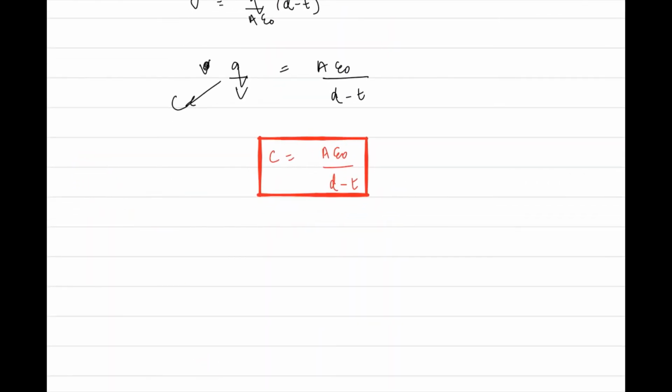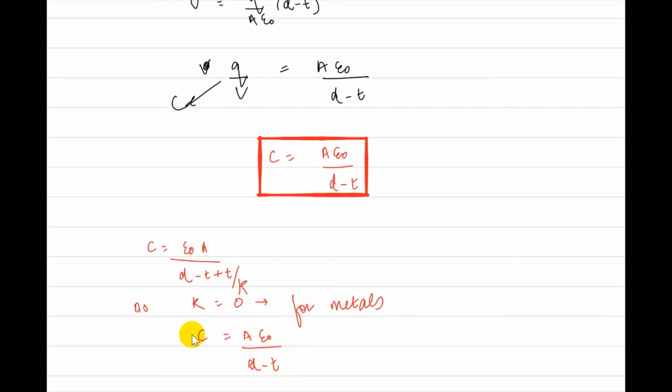Also, like we did in the previous derivation, we got C is equal to epsilon naught A upon D minus T plus T by K when we insert a dielectric slab. As we know, K is equal to infinity for metals. So we get C is equal to A epsilon naught upon D minus T from here also.